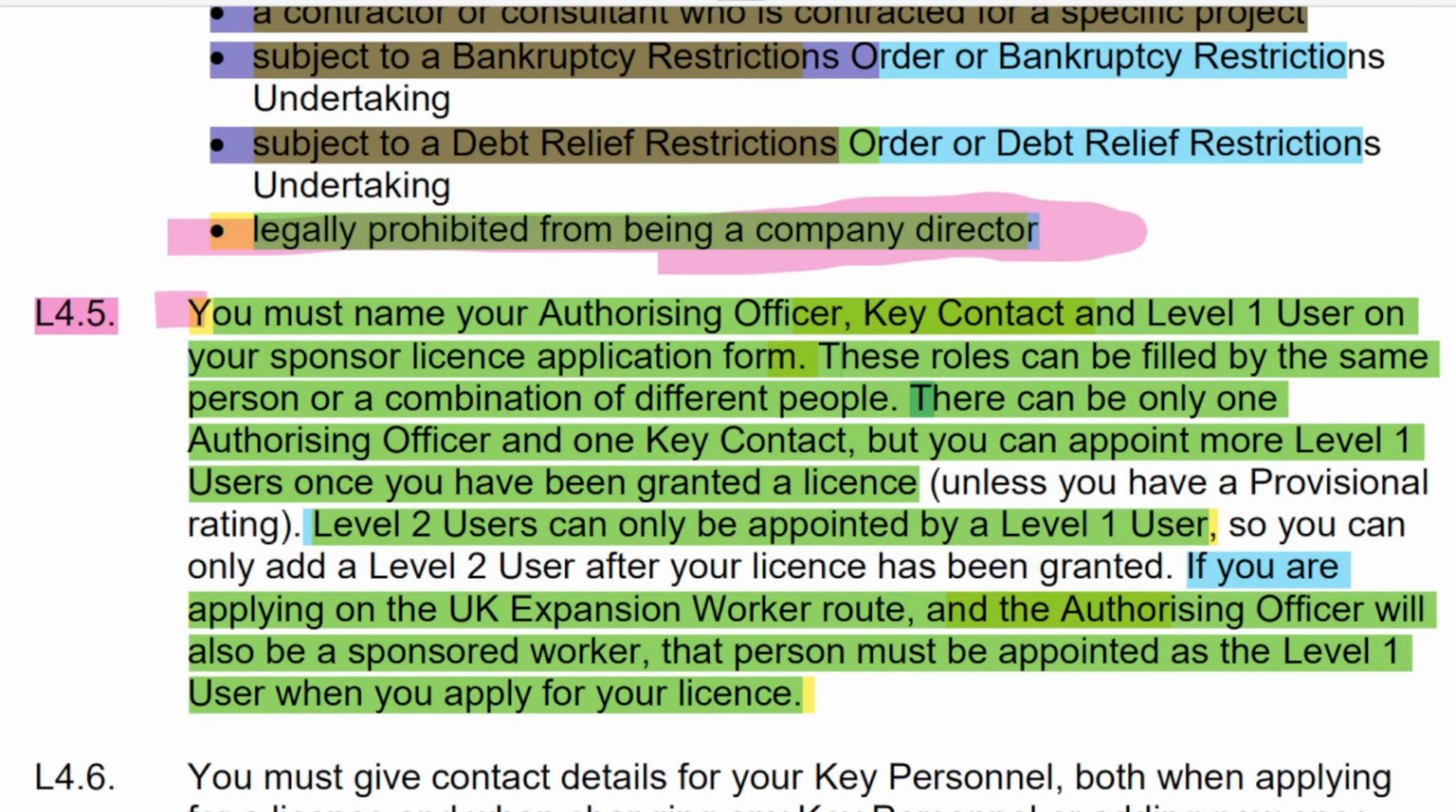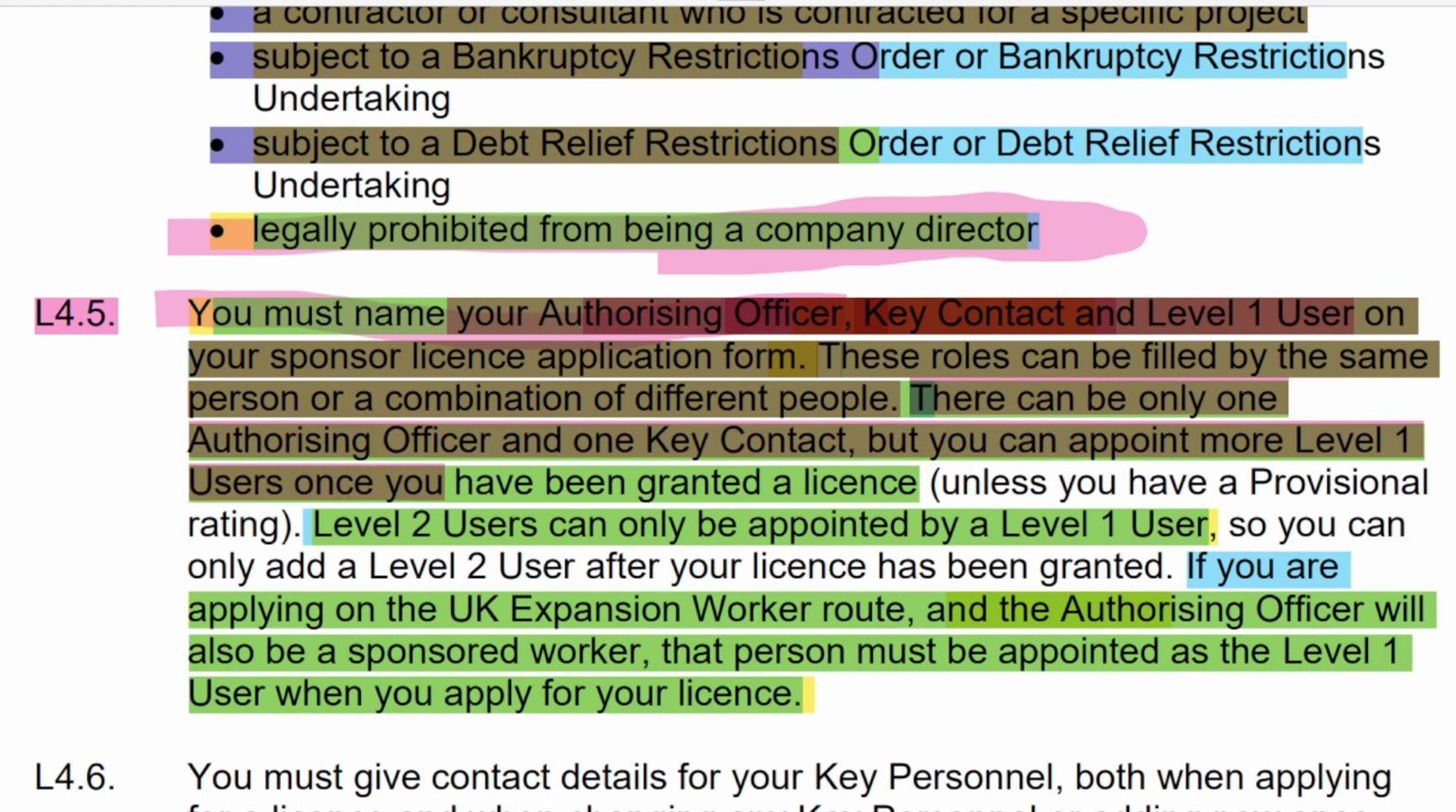This discusses the authorizing officer. You must name your authorizing officer, key contact, and level 1 user on the sponsor license application form. If you don't do that, then there will be a problem with your application. These roles can be filled by the same person. If you don't have anyone, you can mention your own name as a director, or a combination of different people. But you must mention the authorizing officer, key contact, and level 1 user.